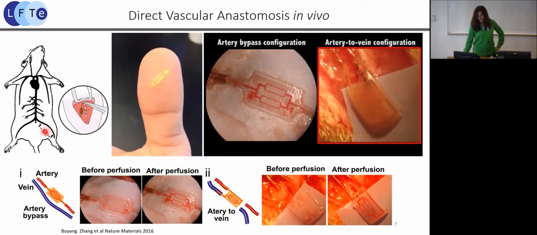And using this single inlet and single outlet, we were able to achieve direct surgical anastomosis to pre-existing vasculature. And this is one of the problems in tissue engineering. No matter what you make, when you put it in the body, if there is no blood supply, the cells are just going to die. And so you can see that we established really nice blood flow right away in the artery bypass configuration or artery to vein configuration, and this is all happening in a rat.